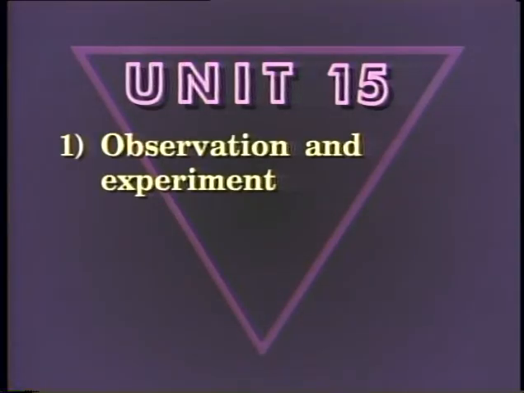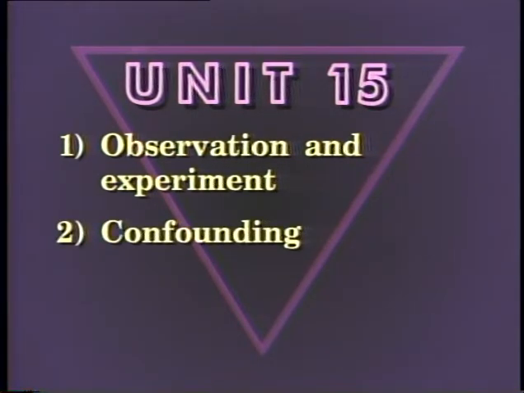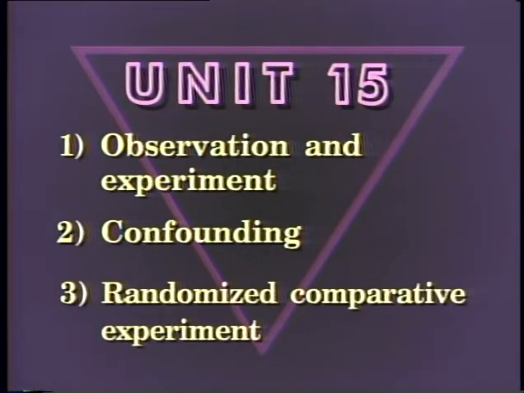We'll distinguish between observation, which is looking without interfering with what's going on, and experiment, which is actively intervening in order to see some consequences. We'll see that both observation and experiment can go wrong if other influences are mixed up with the factors we want to study. We call this mix-up confounding, and try to avoid it as much as possible. And we'll look in detail at the all-time favorite recipe for producing good data, the randomized comparative experiment.